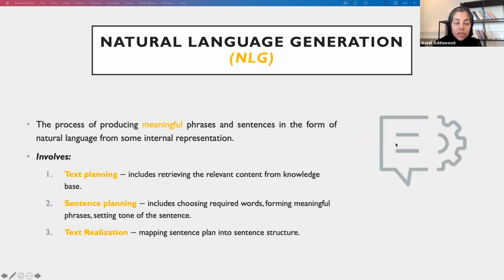Natural language generation is how the machine processes the structured data inside the machine and translates it into text. The text can be written or spoken, etc. But the idea is, how can I translate it to a text in the beginning? So how can I process these meaningful phrases and sentences in the form of natural language for other representations?